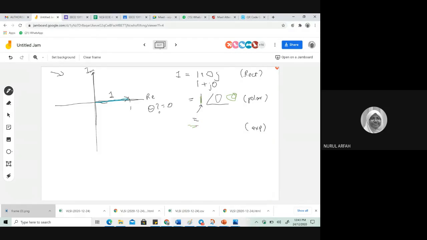How do you know? It comes from rectangular form, right? Amplitude is equal to, just write down, amplitude is equal to the square root of 1 squared plus 0 squared. So you have a 1. Okay, you just need to make sure that this is not a real form, but an amplitude. Okay. What about exponential?